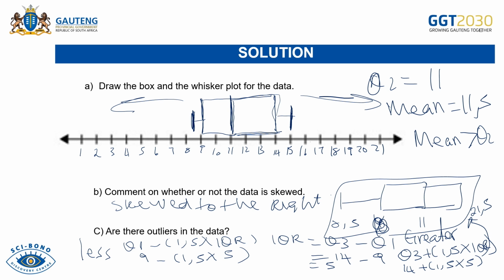So for the question which says, are there outliers in the data set? You say, no, you do not have any outliers because you don't have any value which is less than 1,5 and you don't have any value which is greater than 21,5.